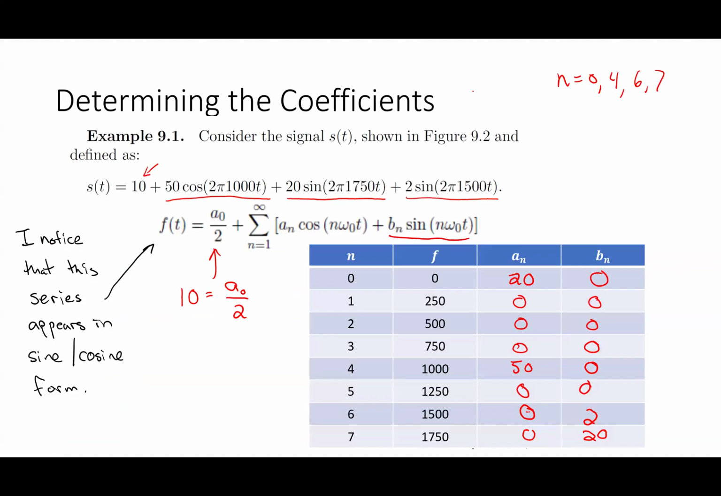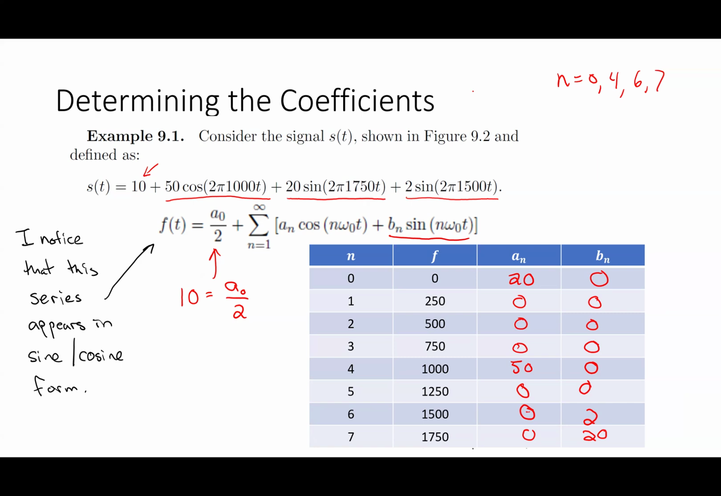Looking at this, what I then did is pattern match to this whole thing. We went through this last time. I said for n equal to 0, I have a DC term. So for n equals 0, the DC term is 10. So what I said was a sub 0 was equal to 20. Wait, that seems weird. Why did I say it was equal to 20?